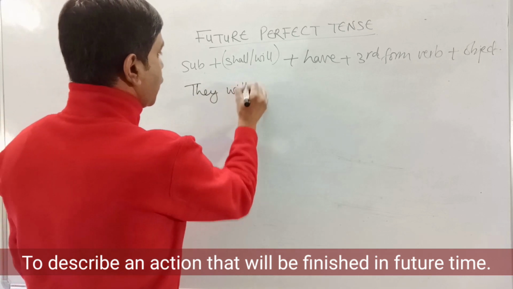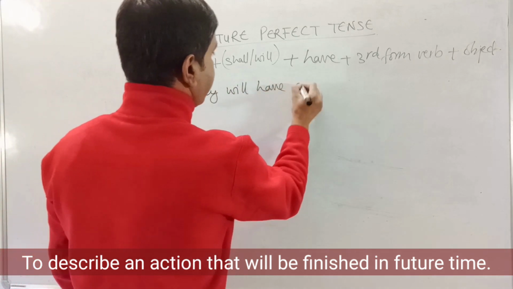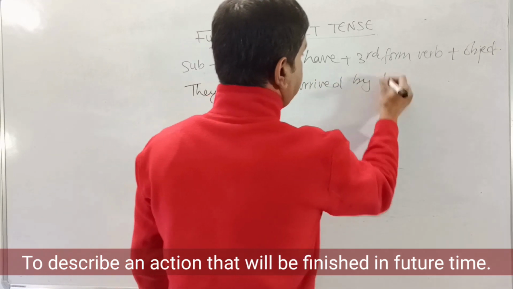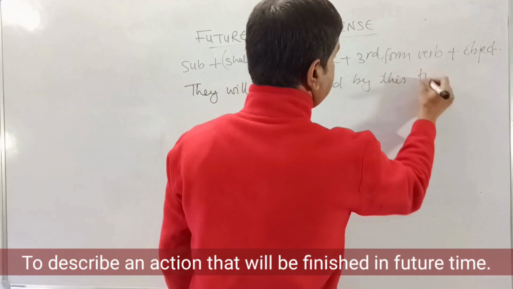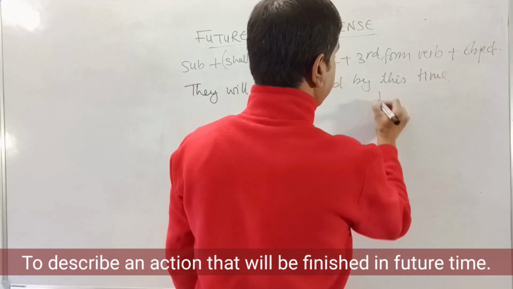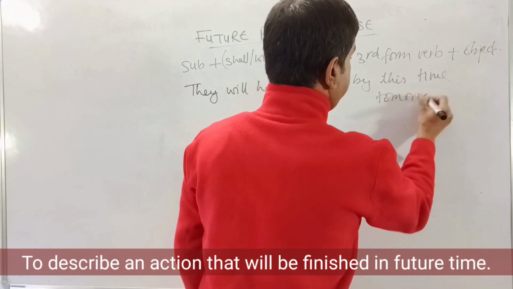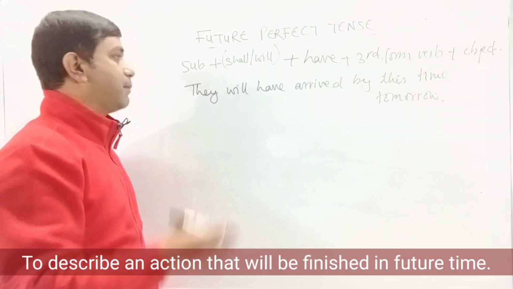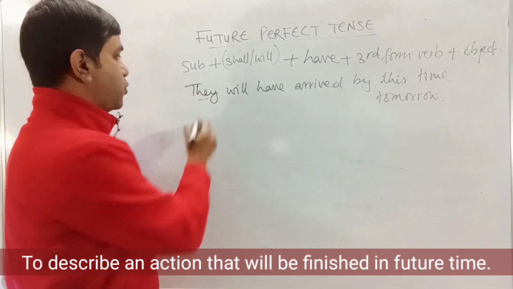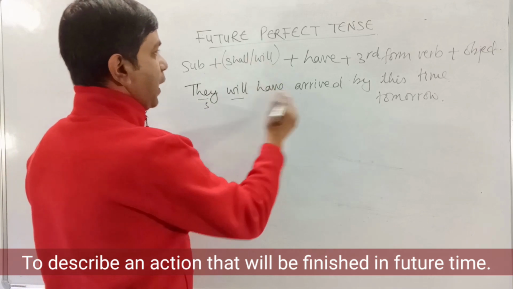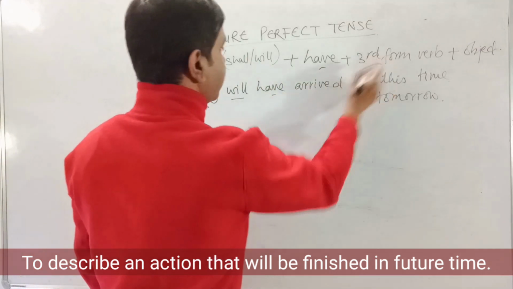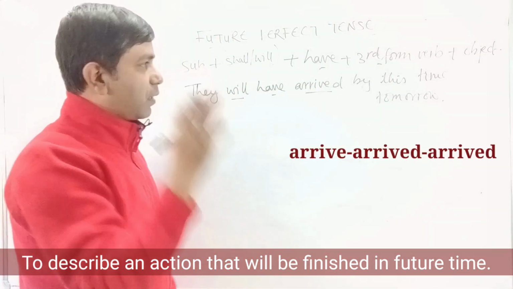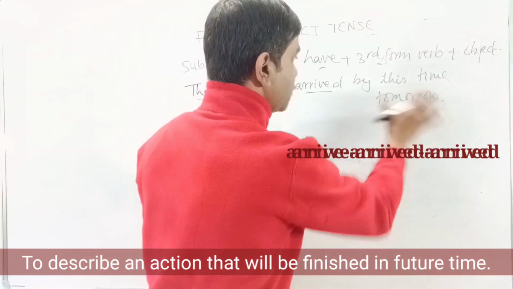They will have arrived by this time tomorrow. They will have arrived by this time tomorrow. They is the subject, will, and then have, and then the third form of the verb, arrived. Arrive, arrived, arrived by this time tomorrow.